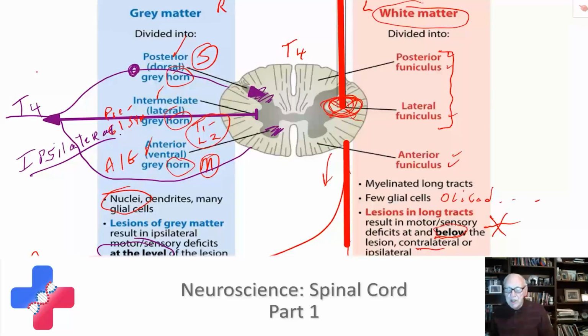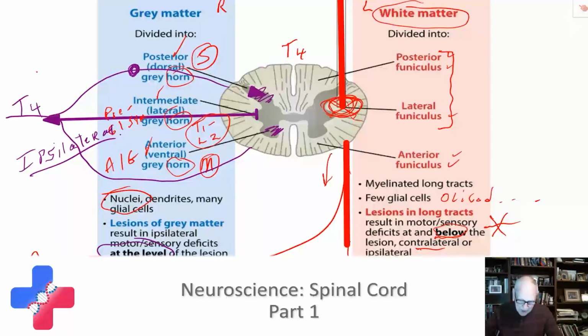So it's two easy concepts which would help you guide yourself through picking out correct answers. If it's a long tract lesion, the deficit is below the level of lesion. It's a vertical system, ipsilateral or contralateral. And if it's a gray matter lesion, it's a horizontal system, and that's going to affect the outflow of that spinal nerve on that side.